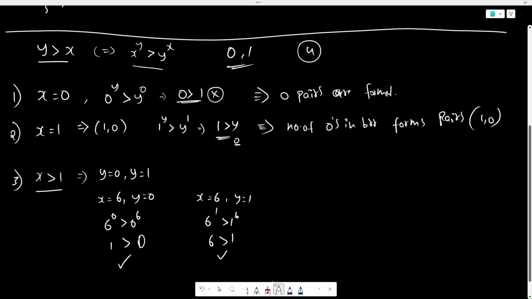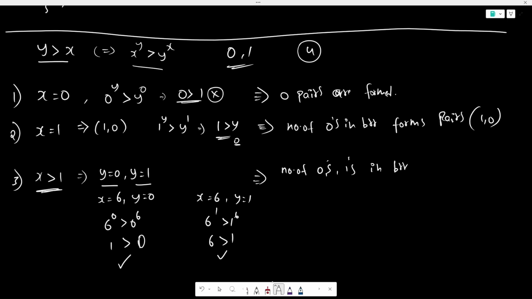See, whenever x is greater than 1, y values which are greater than x are okay. But whenever x is greater than 1, y equal to 0 and y equal to 1 also form the pair. So by this, one thing I can tell, whenever x is greater than 1, the number of zeros and ones in BRR forms pairs. So these are basically the three main important exceptions.